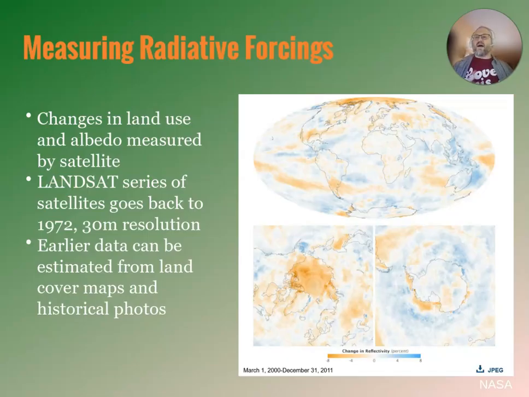If we want to go back farther than that, farther than the 70s, we can try to estimate land cover based on things like historical maps, old photos. That gives us some indication of some of the changes that have occurred to the Earth's surface prior to these satellite records. It's much spottier data with larger uncertainty attached to it, but it can give us some idea of what was happening before we had satellites continuously monitoring the Earth.